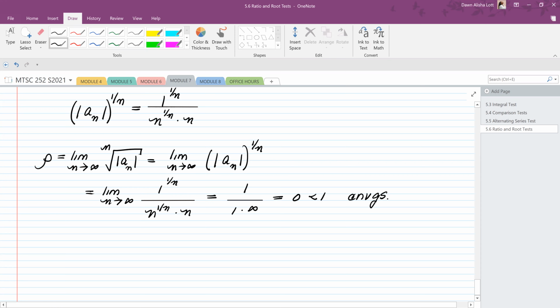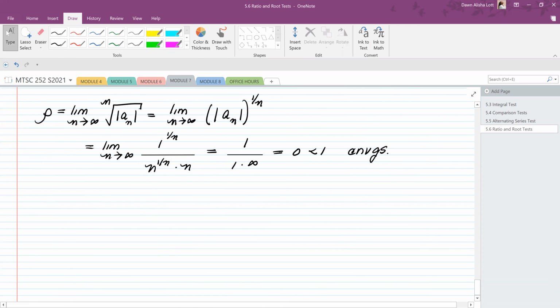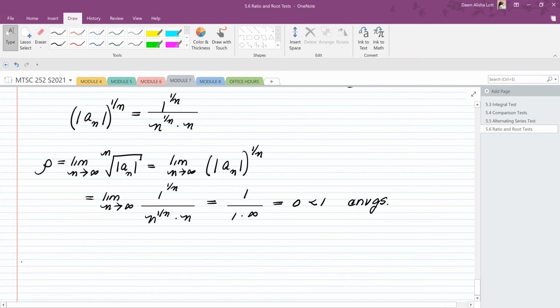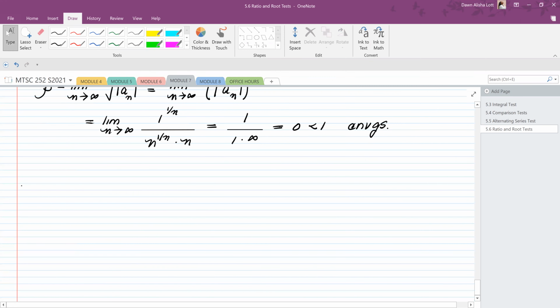Okay. Here's a hard one that's actually easy. The sum from n equals 1 to infinity of the sine to the n of 1 over the square root of n.